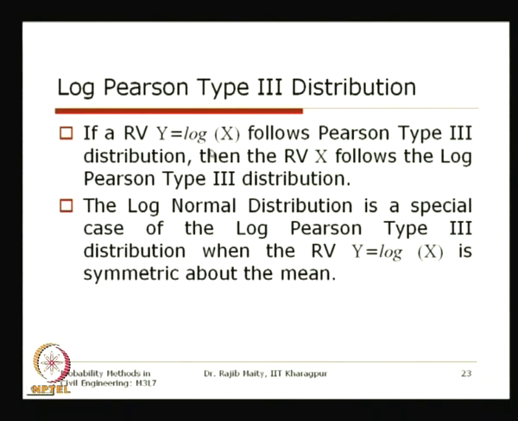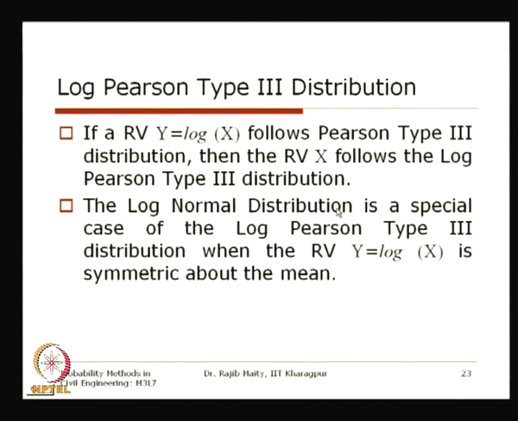So that's why we can make a correspondence between normal and log normal, and Pearson and log Pearson type 3 distribution. If a random variable y equals log x follows the Pearson type 3 distribution, remember that what we are talking about here is the y. If this y is related to another random variable through the log, and y follows the Pearson type 3 distribution, then the random variable x follows the log Pearson type 3 distribution.